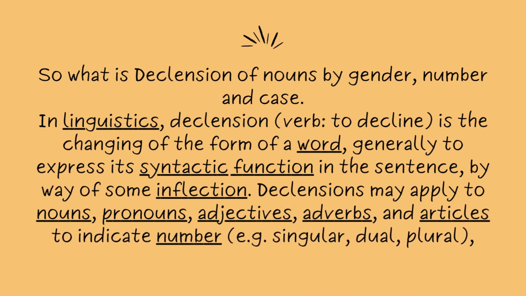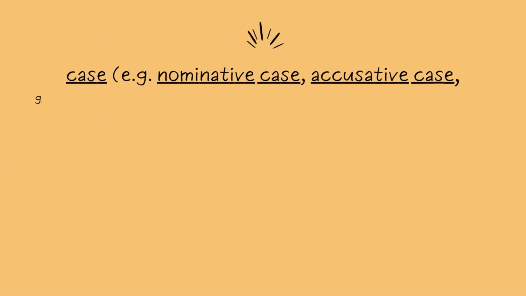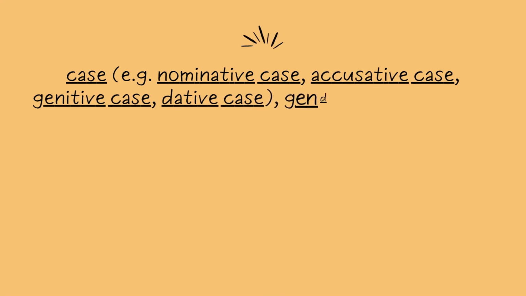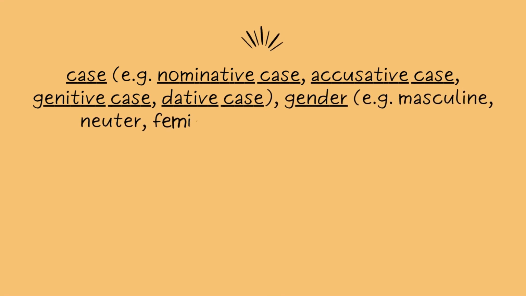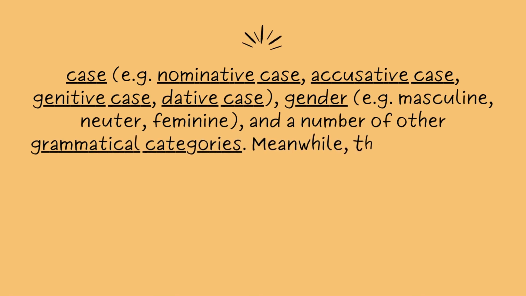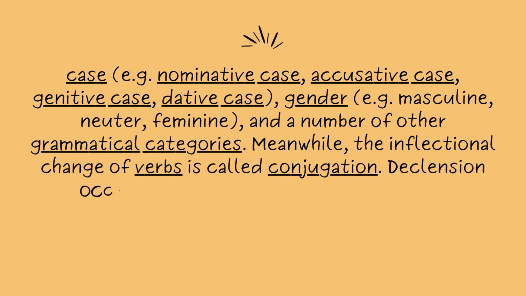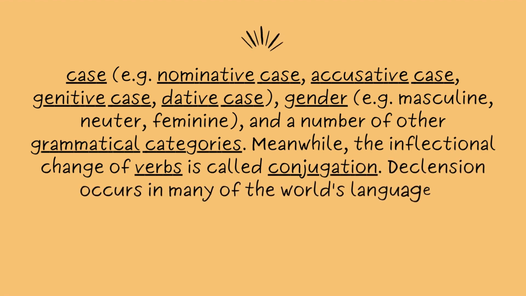singular, dual, plural, case, e.g. nominative case, accusative case, genitive case, dative case. Gender, e.g. masculine, neuter, feminine, and a number of other grammatical categories. Meanwhile, the inflectional change of verbs is called conjugation. Declension occurs in many of the world's languages.